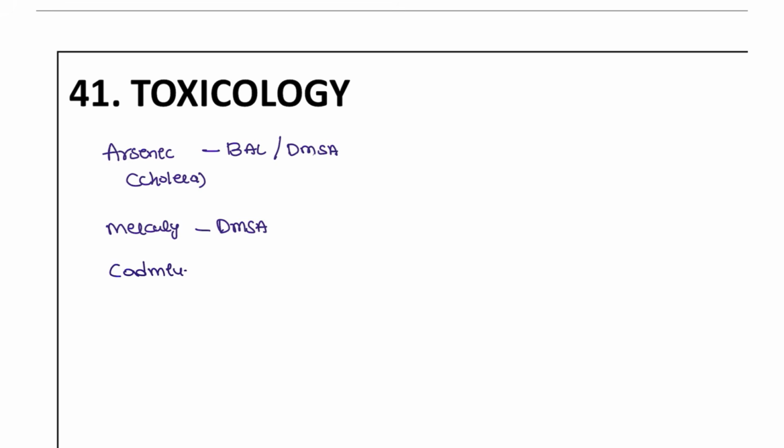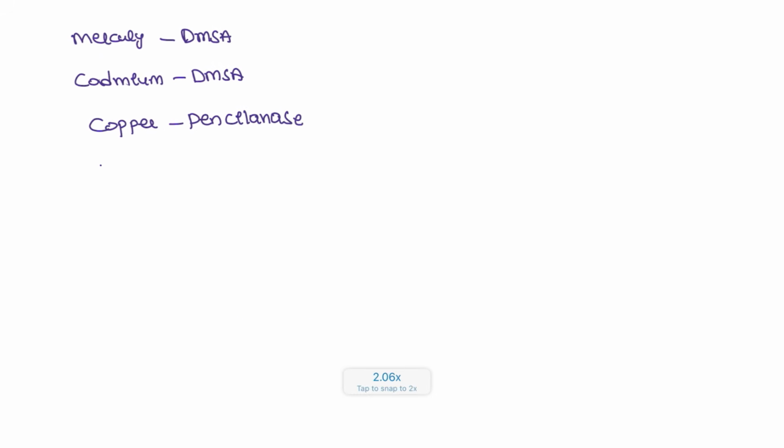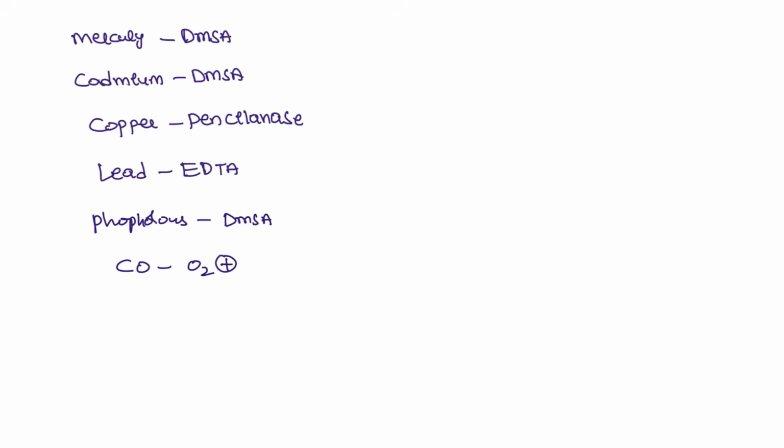Cadmium is also given DMSA. For copper patients, we can give penicillamine. Next, lead is given EDTA. Next, phosphorus has to be treated with, again, DMSA. Next, carbon monoxide is given oxygen therapy.